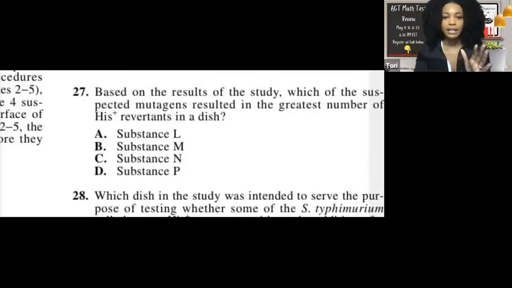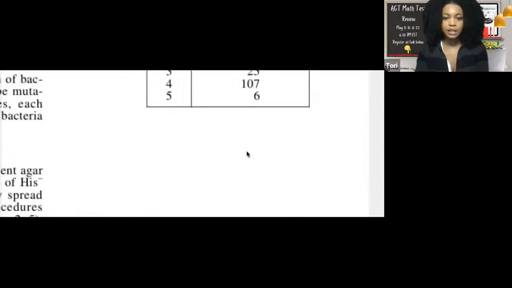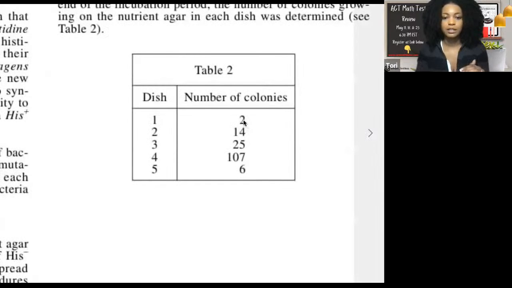So let's go back here, because this is where the numbers are, table 2, so we can see what's producing, right? So we can see dish 1 was the control. It did produce something though, but we got 14, 25, 107, and then 6. So which one of these mutagens is really synthesizing this mutation? 107, because colonies are growth. That means it's creating something, it's producing spread of whatever that was, salmonella, I think. So 107 is what we're looking for.